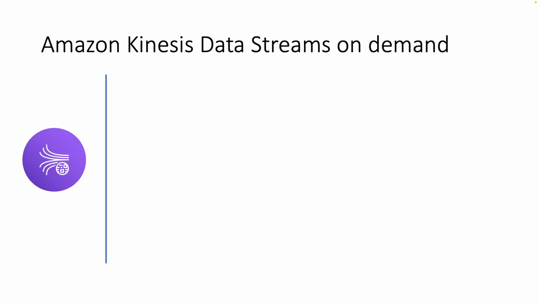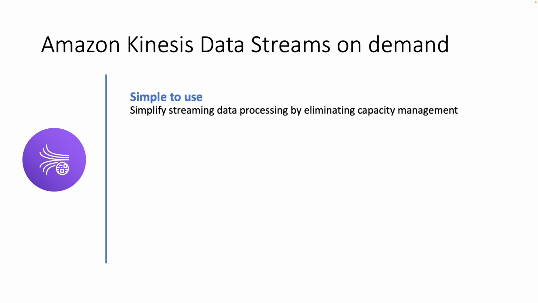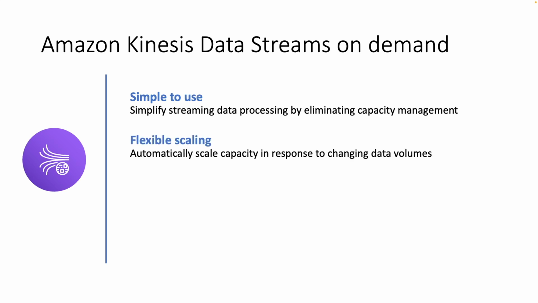Now, historically, Kinesis data stream used to be in provisioned mode where you have to plan your capacity, increase the capacity or decrease the capacity. That was the classic Kinesis. But recently, I think 2 years ago or so, they launched the on-demand Kinesis data stream. What that means is with on-demand, it is simple to use. You don't have to think about the capacity management that we had to do before on-demand Kinesis data stream was available. Flexible scaling means you can scale up and down in response to the data volume that you're receiving.